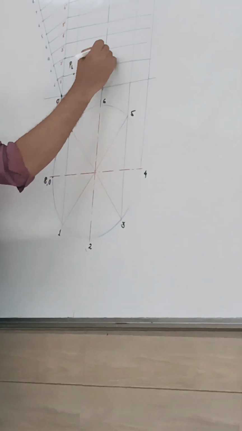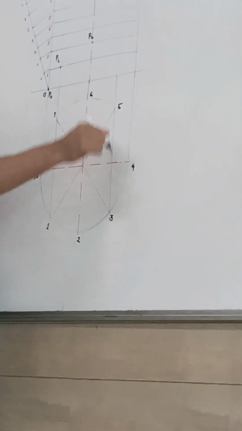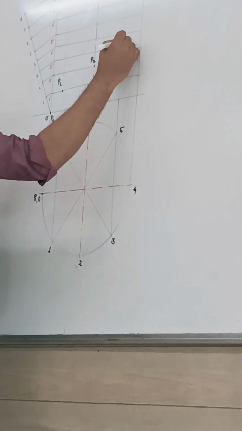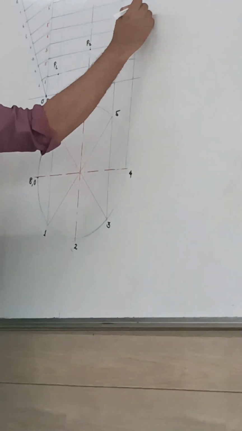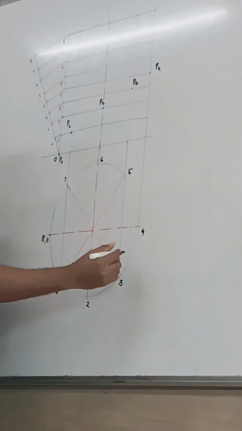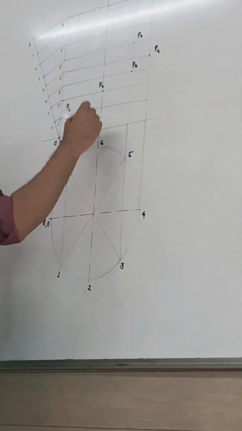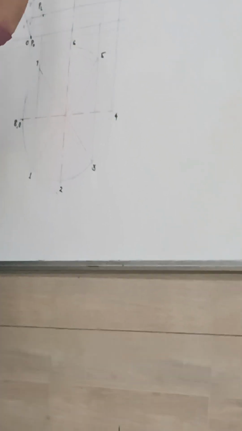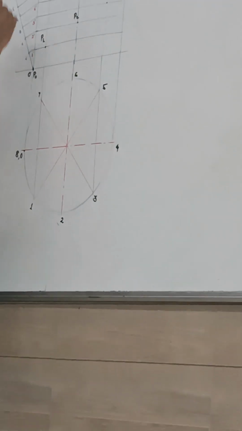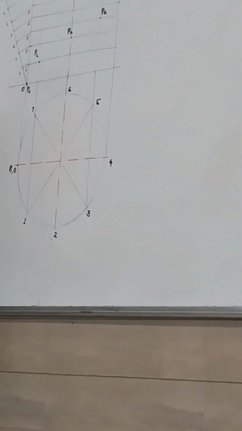2 vertical, 2 horizontal. This is my point P2. 3 vertical, 3 horizontal. This is my point P3. 4 vertical, 4 dash horizontal, P4. 5 vertical, 5 horizontal. This is my point P5. P6, P7, and last point is P8. 8 vertical, 8 horizontal, wherever that point intersects.